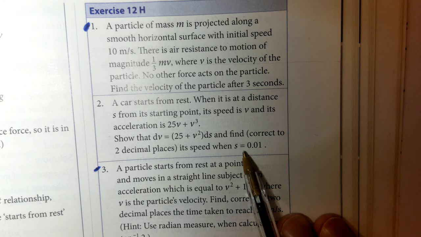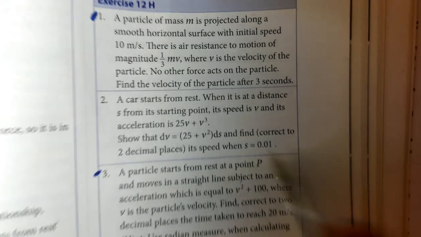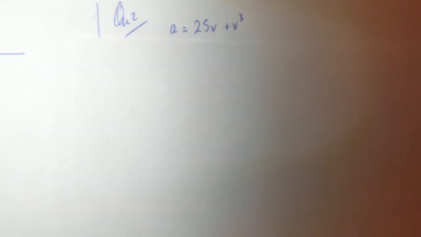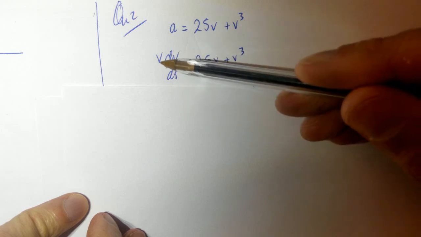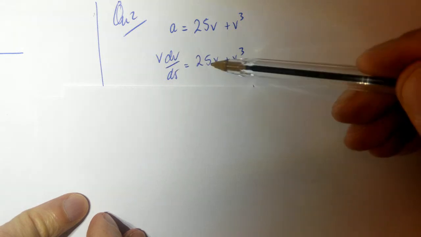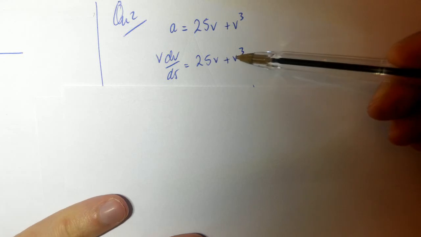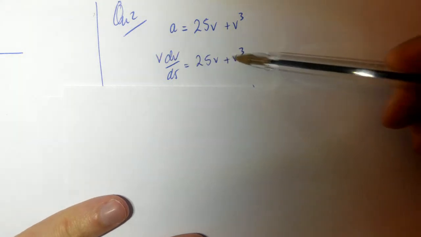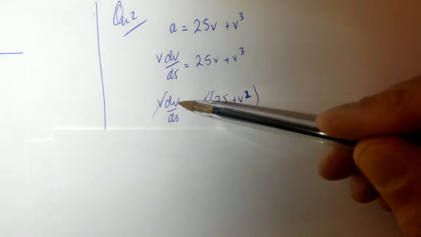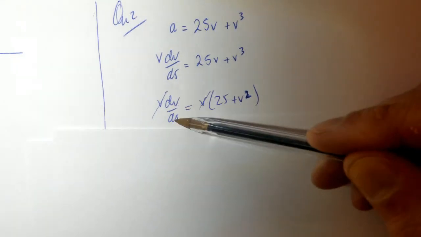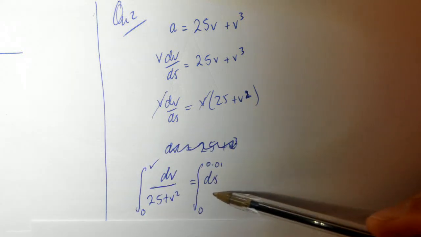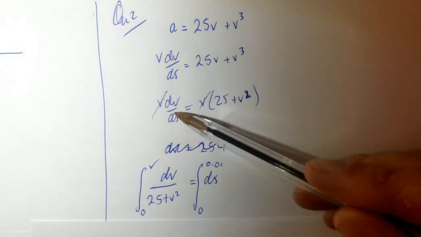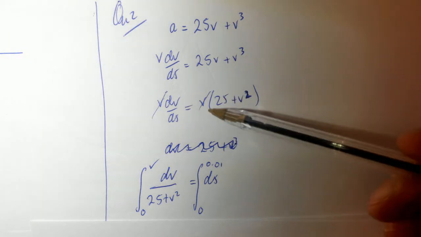That's the decision making. We're going to use v dv ds, not a dv dt. The link is between velocity and distance. So we can put that in there. In this case we can factorize because I've got v here, so it makes things easier and they cancel out. So dv by ds is 25 plus v squared. That was part of the question actually, so to show that part is done.